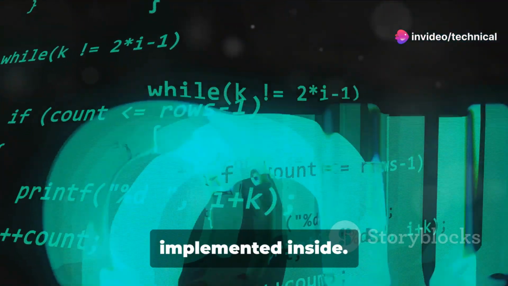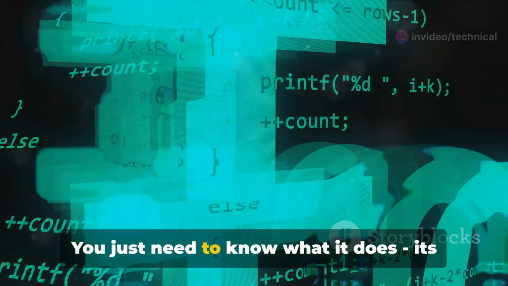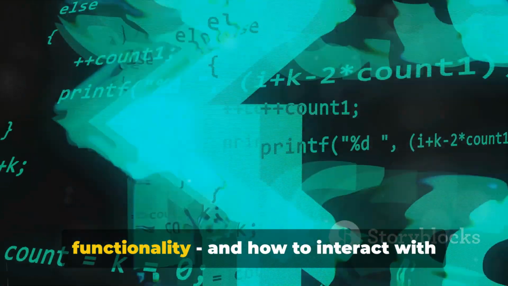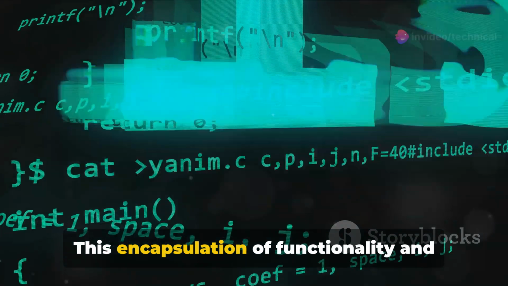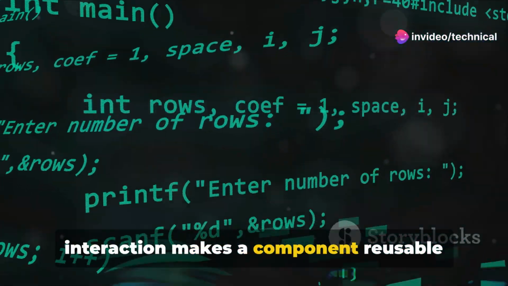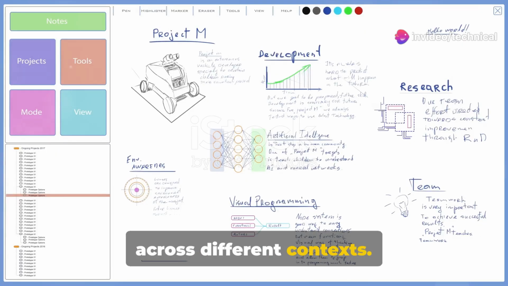You don't need to know how it's implemented inside. You just need to know what it does, its functionality, and how to interact with it, its interface. This encapsulation of functionality and interaction makes a component reusable across different contexts.